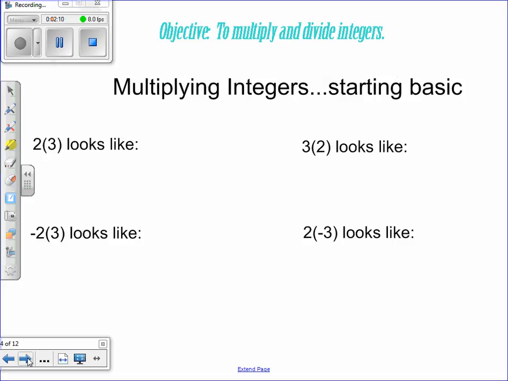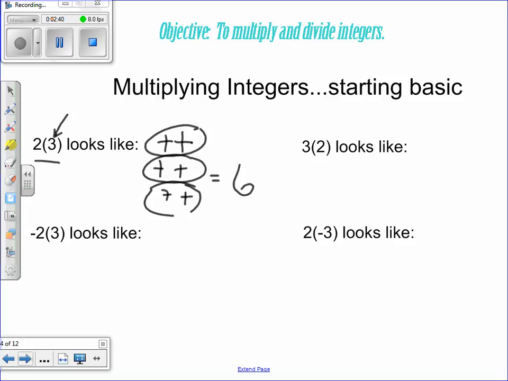All right, let's start basic with multiplying integers. Let's start at like 3rd grade level, and here's why we do this. We get so caught up in just memorizing our multiplication facts, we forget why we're doing what we're doing. So I want you to go back and remember why it works, or why the answer to 2 times 3 is 6. So 2 times 3 looks like this. 2 positives, how many times? 3 times. So I should say 2 positives 3 times. In other words, 6 positives.